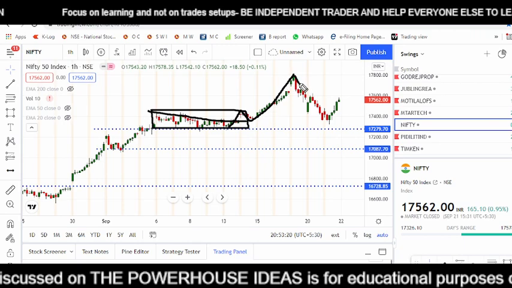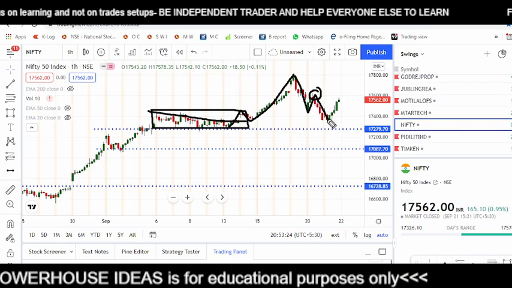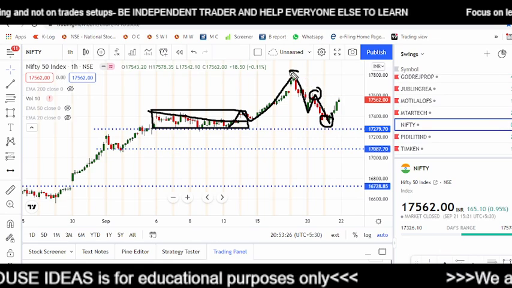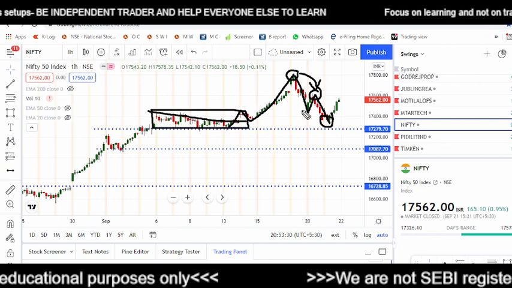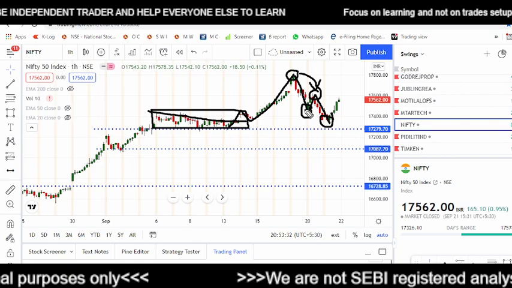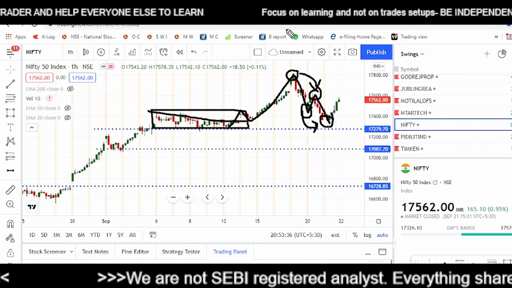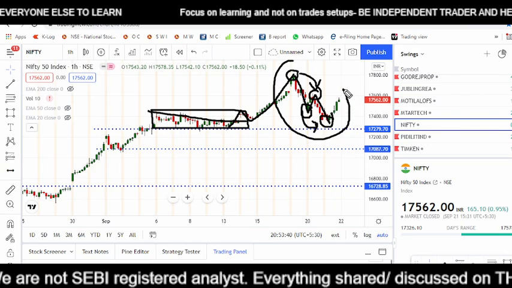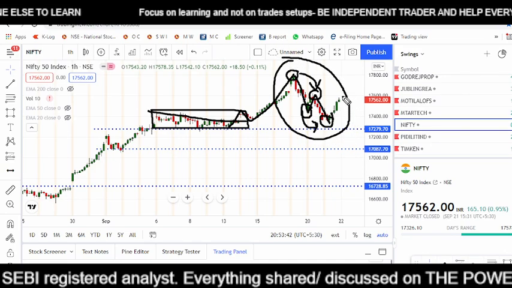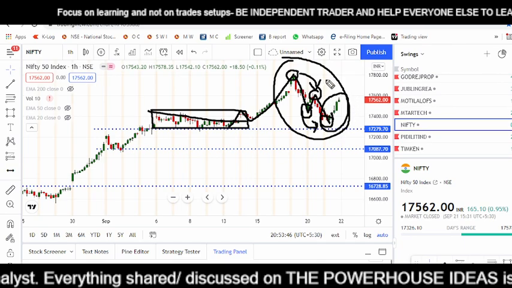However, in the previous 2 days, we have seen Nifty forming a lower high and a lower low. This was the previous high. A new high has been created which is lower than the previous high, and this was the previous low, and a new low has been created which is lower than the previous low. It means in this area Nifty has shifted to a downtrend. So is today's bounce a reversal of the downtrend or not?